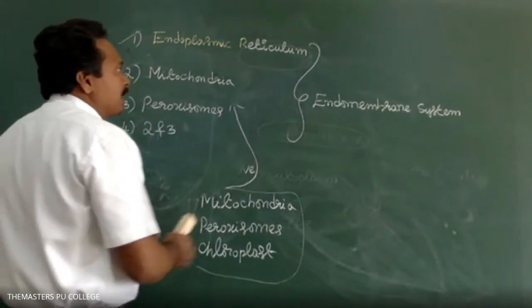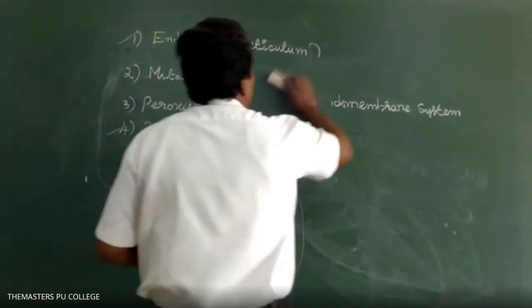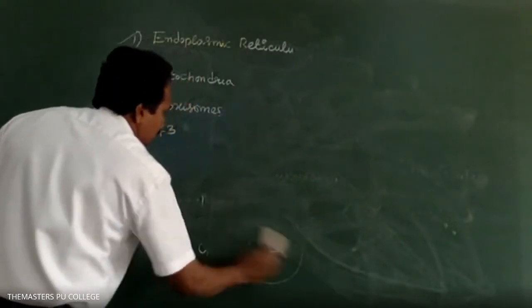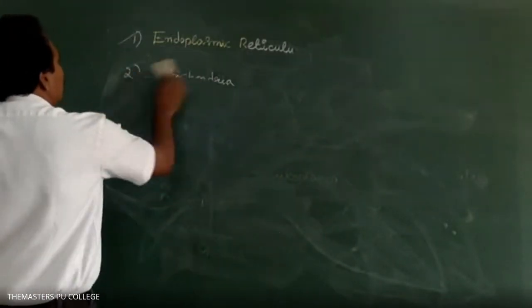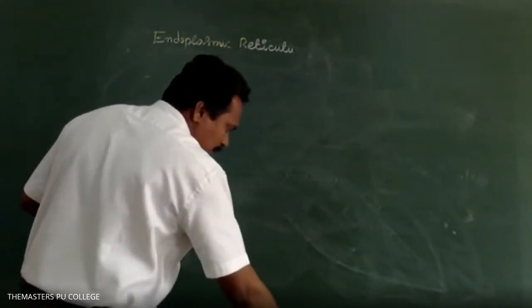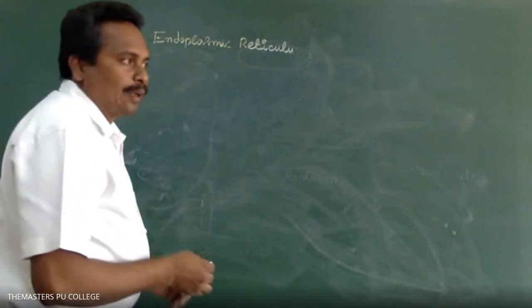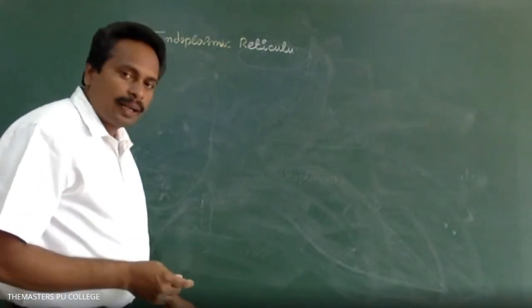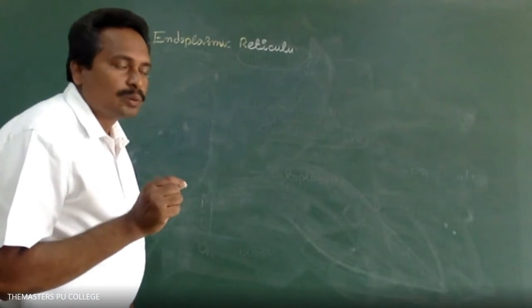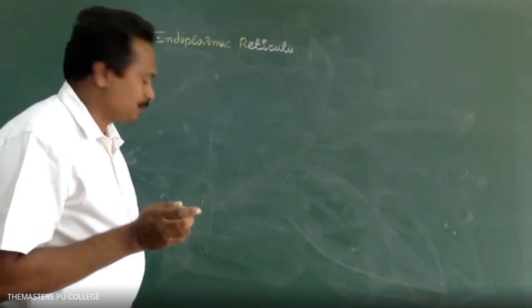The endoplasmic reticulum cell organelle. First of all, we have to know about the endoplasmic reticulum cell organelle. The endoplasmic reticulum differentiates the cytoplasm into two compartments.